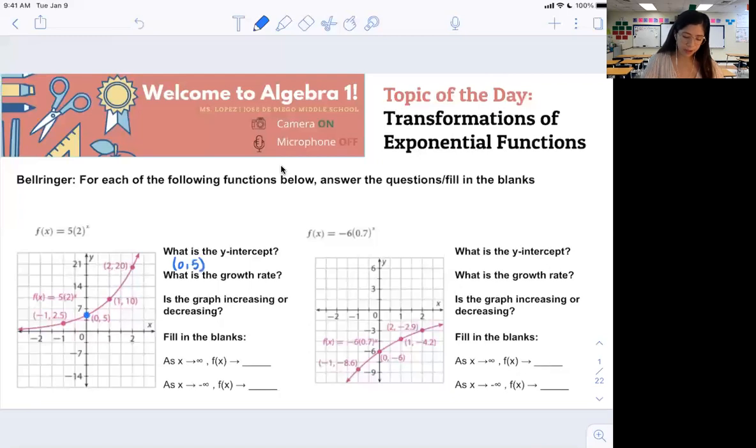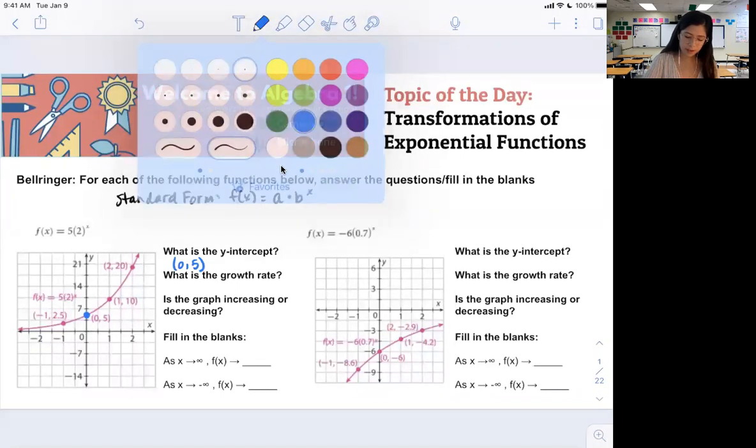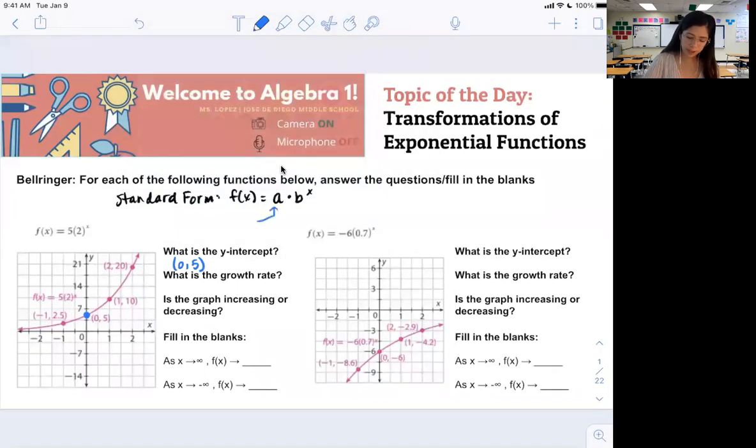You said the equation, right? Okay, so don't forget, and I'll write this down, don't forget that standard form is f of x equals a times b to the power of x. And so whatever number a is, that is your y-intercept as well. So on our equation, you can see that it's right here. That's the y-intercept. It's 5. So you can also write a equals 5.